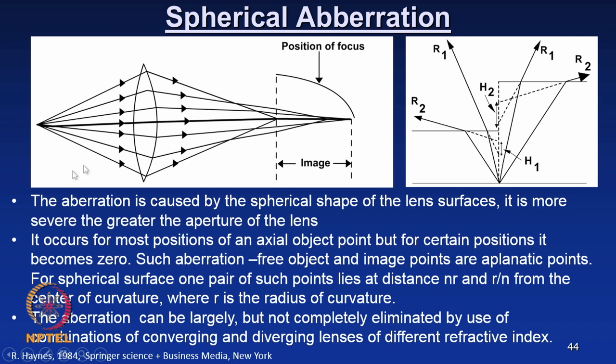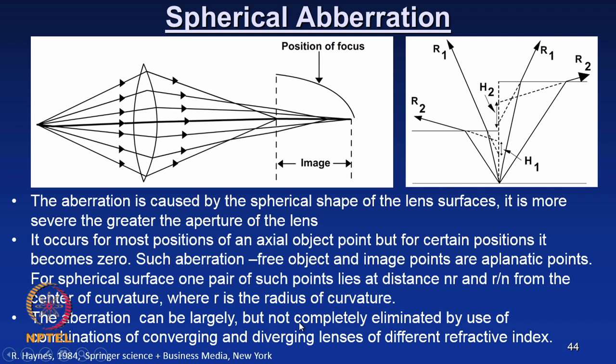So let us look at the preliminary remarks. The aberration is caused by the spherical shape of the lens surface. The name itself tells. It is more severe the greater the aperture of the lens. It occurs for most positions of an axial object point, but for certain positions it becomes zero. Such aberration-free object and image points are aplanatic points. For a spherical surface, one pair of such points lies at a distance nr and r by n from the center of curvature, where r is the radius of the curvature. And this aplanatic points concept is used to fabricate the high power lenses.